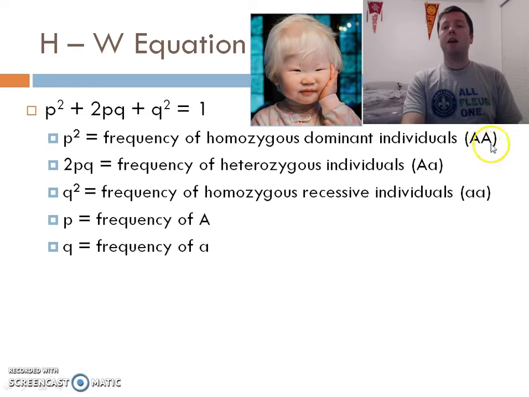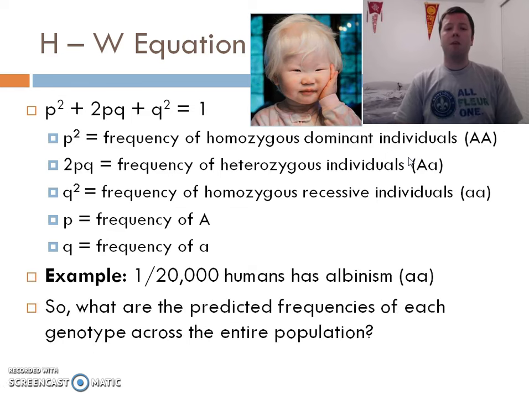Not every big A is in this homozygous dominant genotype. Some are heterozygotes. So we could do some math to figure that out. The example here, go back to the young lady at the top of the screen in the pink and white polka dot jammies. 1 in every 20,000 humans is affected with albinism. The only way to be albino or have albinism is to be homozygous recessive.